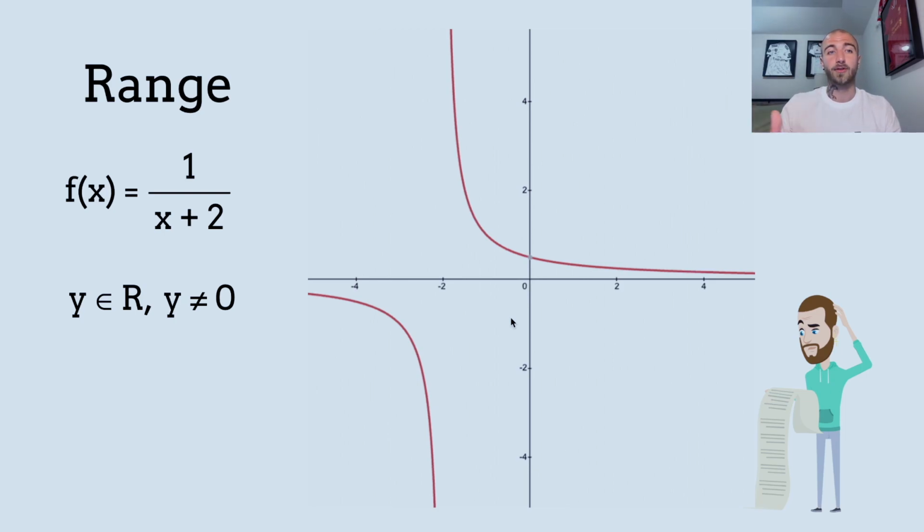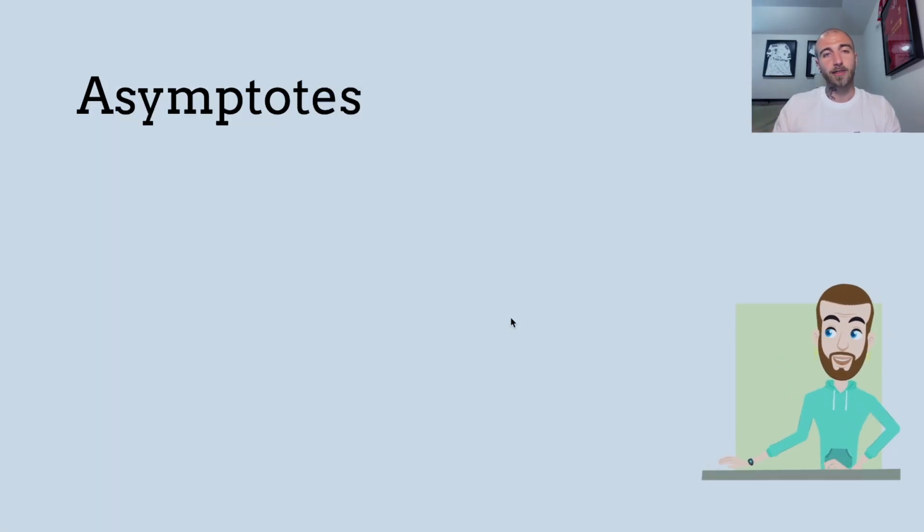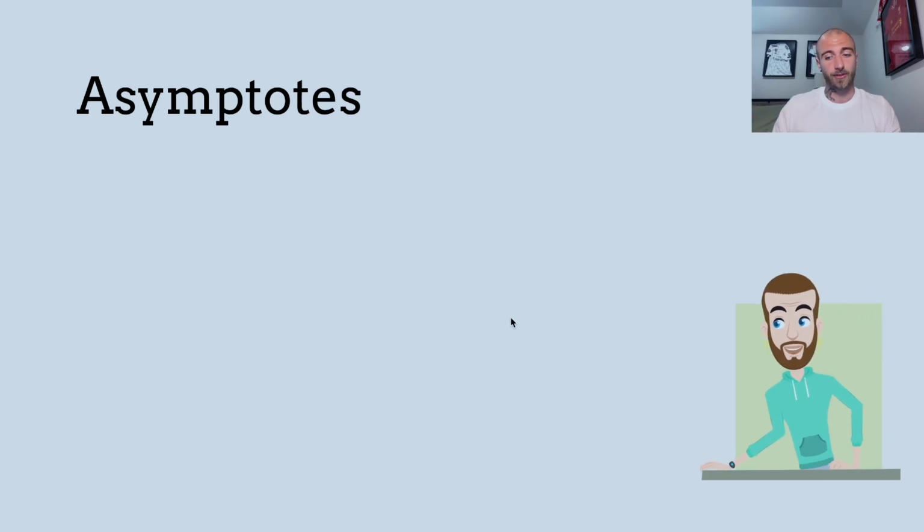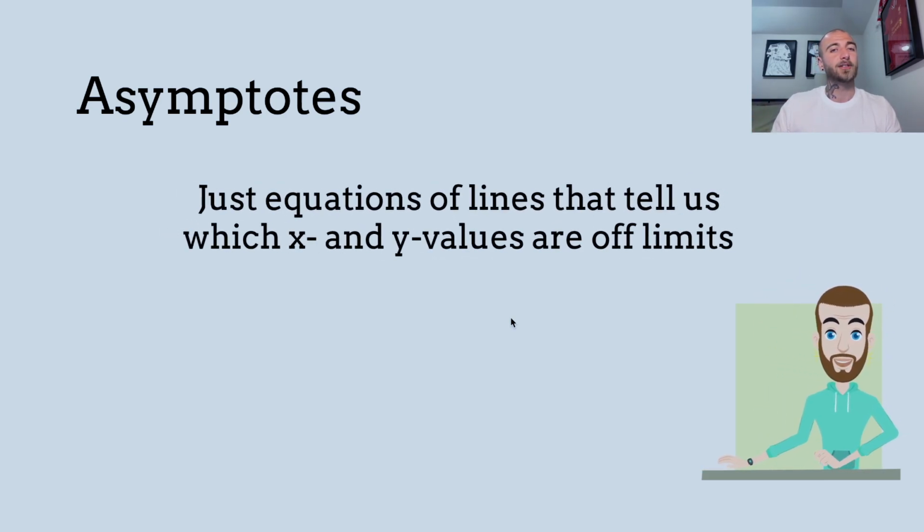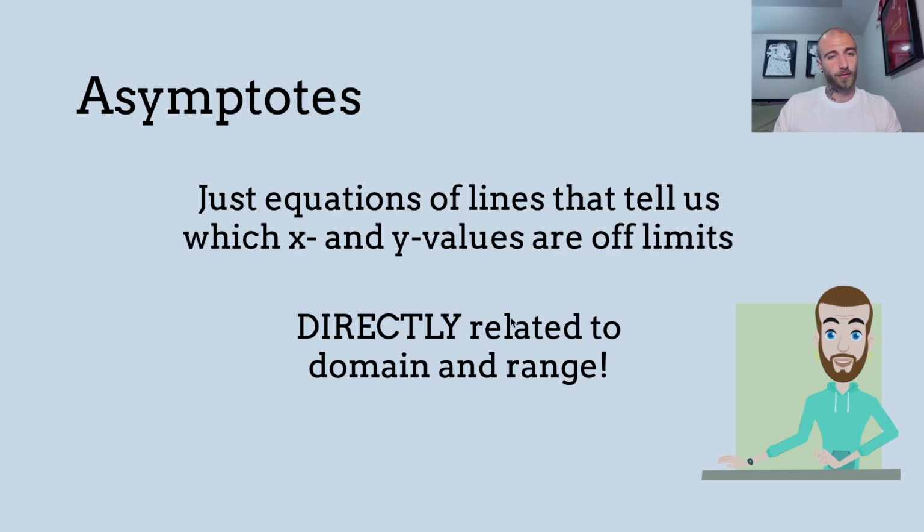So we have, again, the domain, all the x values, and the range, all the y values that can come up as a response to those x values that come into the function. Let's briefly chat about asymptotes, then we're going to go in the next video and look at some proper examples, okay? Asymptotes are basically just equations of the lines that tell us which x and y values are off limits. They're super duper related to the domain and the range. These go hand in hand, which is why I put these all in the same video.